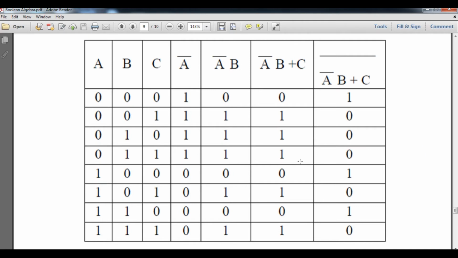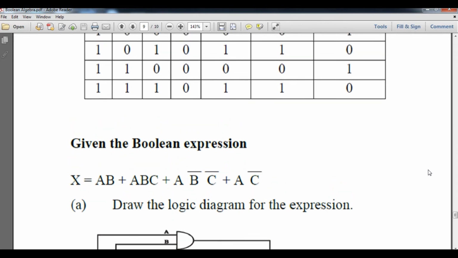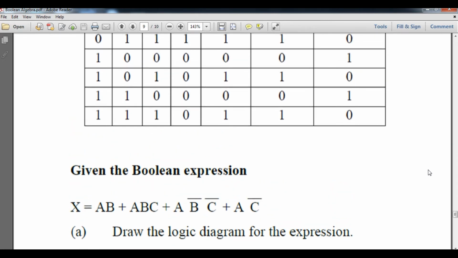So you can see in this particular output only 1 has considered, in condition number 1, condition number 4th, condition number 7th, etc. Now we are going to understand the next thing, how to draw the logic gate or logic circuit with the help of given Boolean expression.